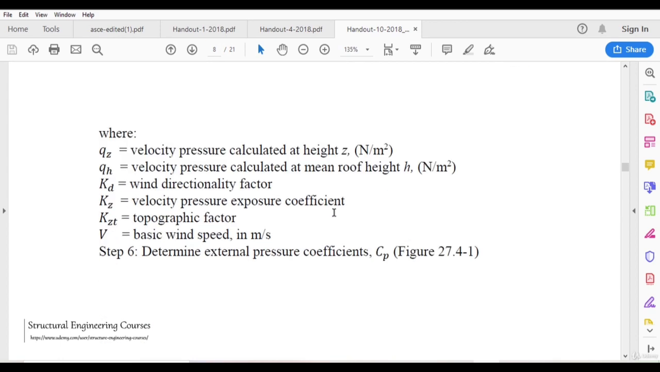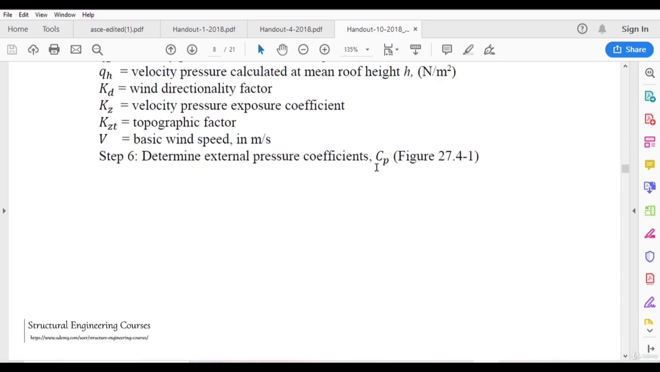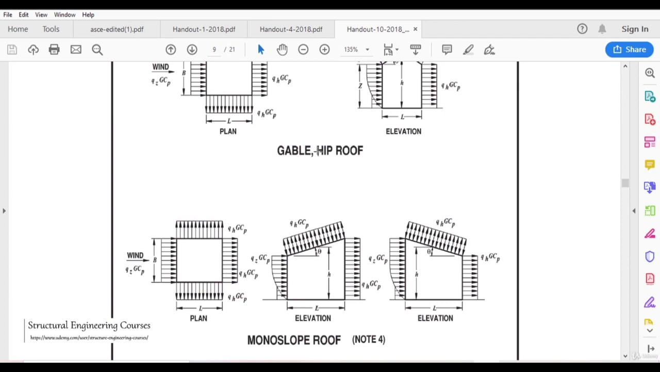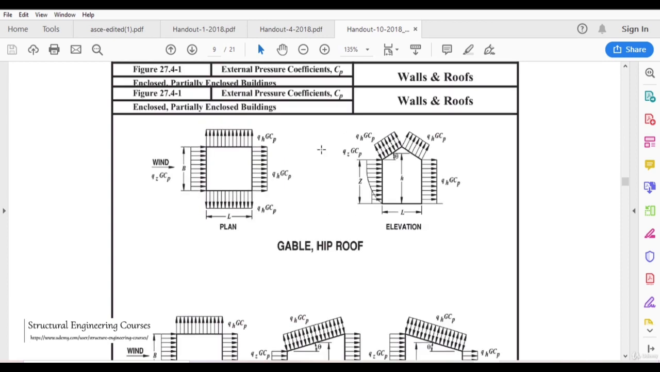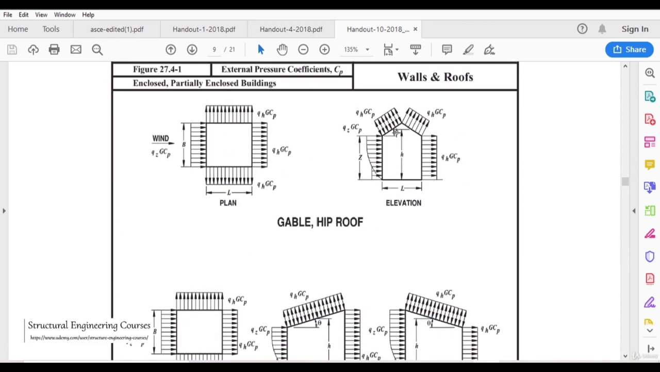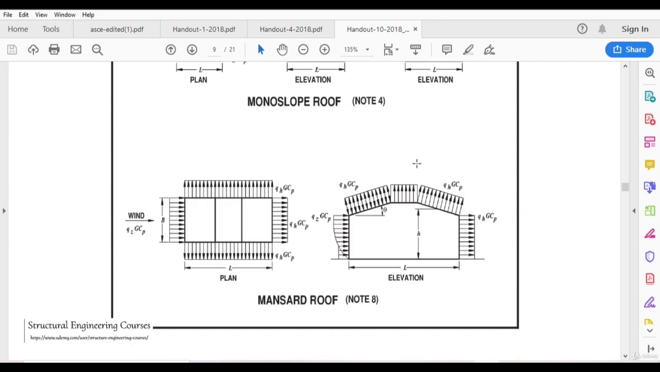So after that, we can also determine the external pressure coefficients. This is the table that has been given, figure 27.4-1, that is most widely used when we are talking about the PEB structures or the monoslope structures. This is the gable hip roof, this is the gable roof, this is the monoslope roof, and this is the mansard roof.